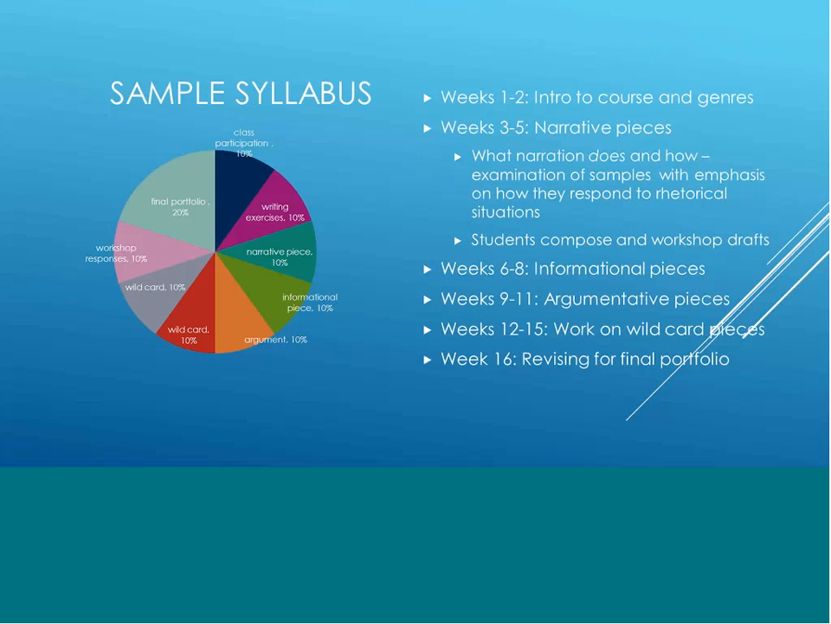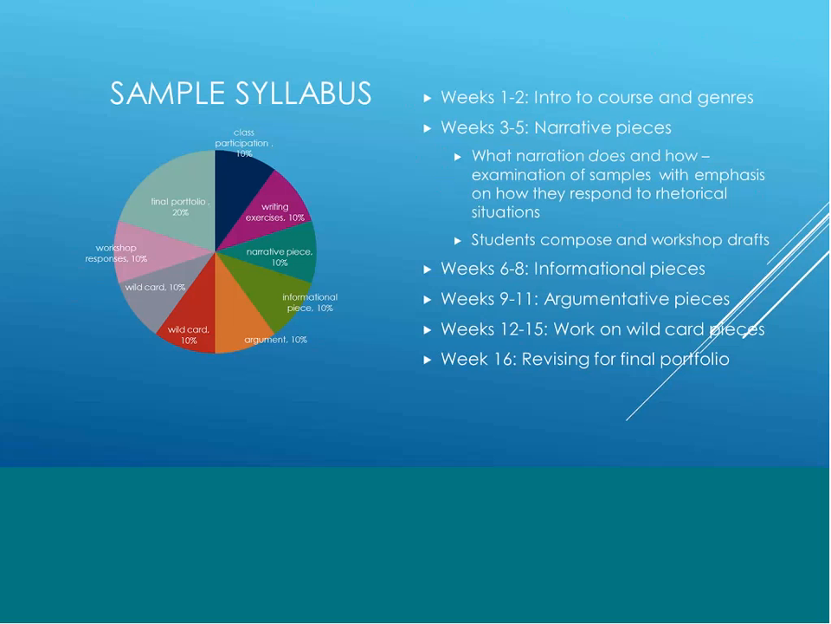And then you'll see on the right-hand side of your screen how a typical 16-week semester could flow. So the first couple of weeks would be an intro to the course and the concept of genre. The next 3 weeks would be focused on narrative pieces, and that would emphasize helping students understand what narration does. And again, that gets to the idea that writing does things and how narration does those things. And students would be working really intensely with looking at samples of narrative genres and trying to figure out how those particular samples are responding to their rhetorical situations. And then students would be composing and workshopping their own draft.